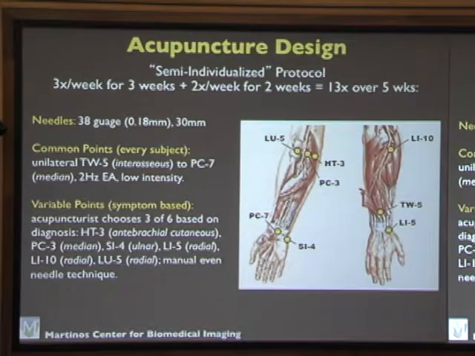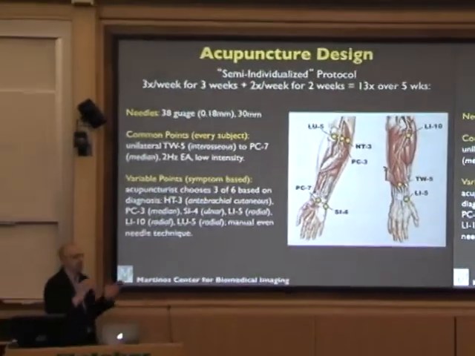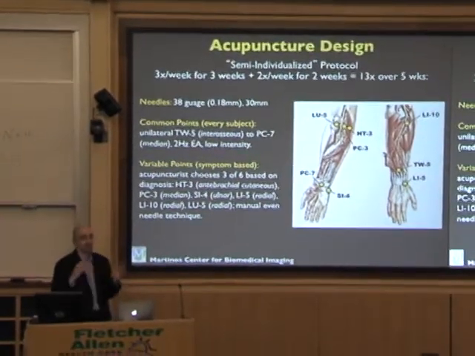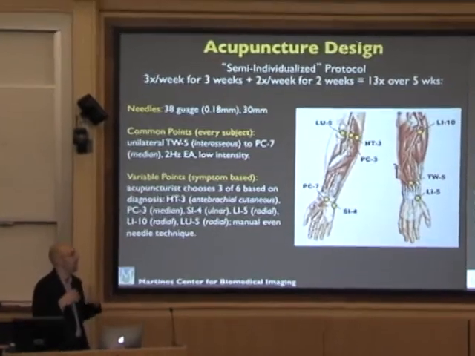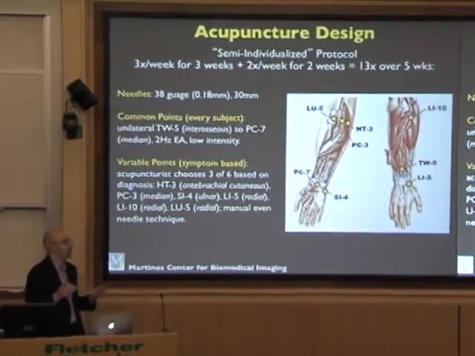So the acupuncture protocol was a quote-unquote semi-individualized protocol. There's this sort of natural tension in the acupuncture research community where on the one hand, you want to choose a protocol that's reproducible, and so everybody gets the same thing, so you're trying to really evaluate a specific protocol. But on the other hand, that's not really how acupuncture is practiced in the clinic. So in the clinic, there's a certain diagnostic procedure that happens, and acupoints are chosen based on this diagnostic procedure.